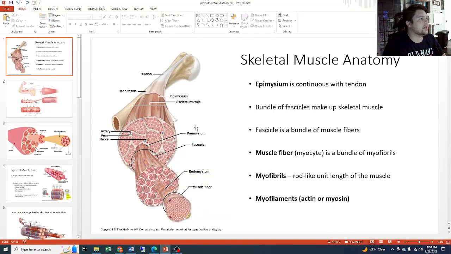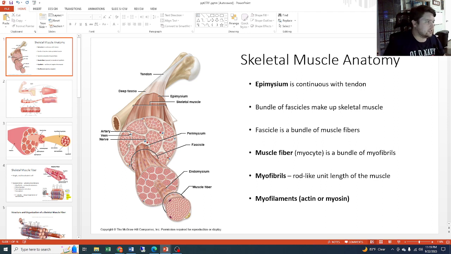So looking specifically at skeletal muscle first, remember that skeletal muscle is attached to bone through tendons, and the very outermost layer of the skeletal muscle is called the epimysium. You should notice this in gross lab. You can almost peel this membrane off of the top, or there's the fascia on top of the muscles that holds the whole muscle together, and that is the epimysium.